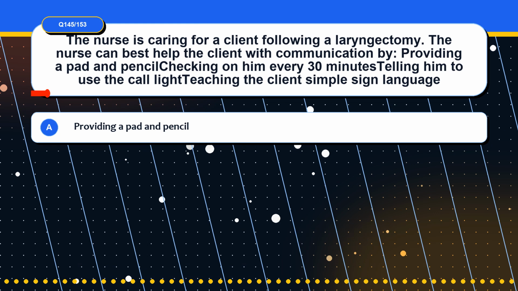Question 145. The nurse is caring for a client following a laryngectomy. The nurse can best help the client with communication by providing a pad and pencil, checking on him every 30 minutes, telling him to use the call light, teaching the client simple sign language. Here are the options. Option A. Providing a pad and pencil.